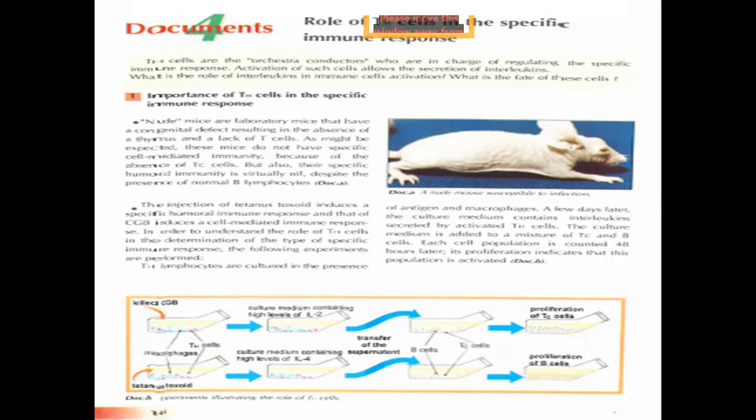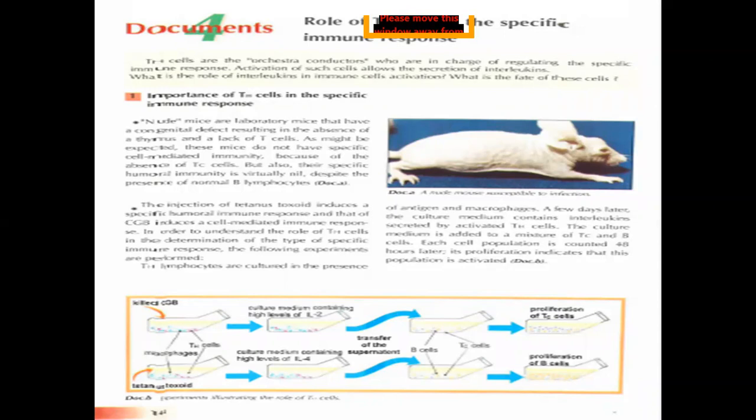So the injection of tetanus toxoid. Toxoid is the attenuated, the anatoxin, the neutralized, non-active, weak toxin. It induces a specific humoral immune response. And the BCG that we talked about, the killed BCG, induces a specific cell-mediated immune response.